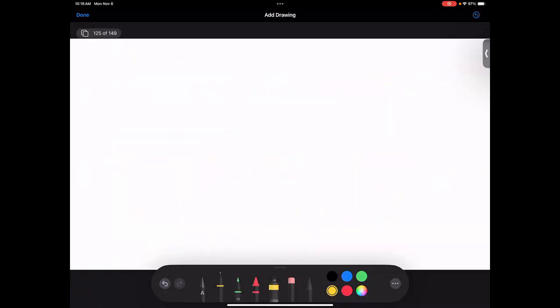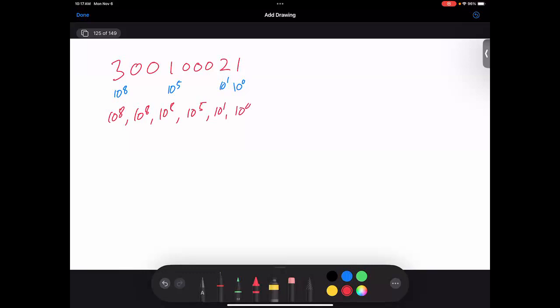If I give you the number, let's do 300100021. So this would be 10 to the 0, 10 to the 1, 2, 3, 4, 10 to the 5th, 10 to the 8th. So as summands we would have 10 to the 8, 10 to the 8, 10 to the 8, 10 to the 5th, 10 to the 1, 10 to the 0. So these are my summands. Shouldn't there be 2 10 to the 1s? Oh, yes, thank you. There should be 2 10 to the 1s.